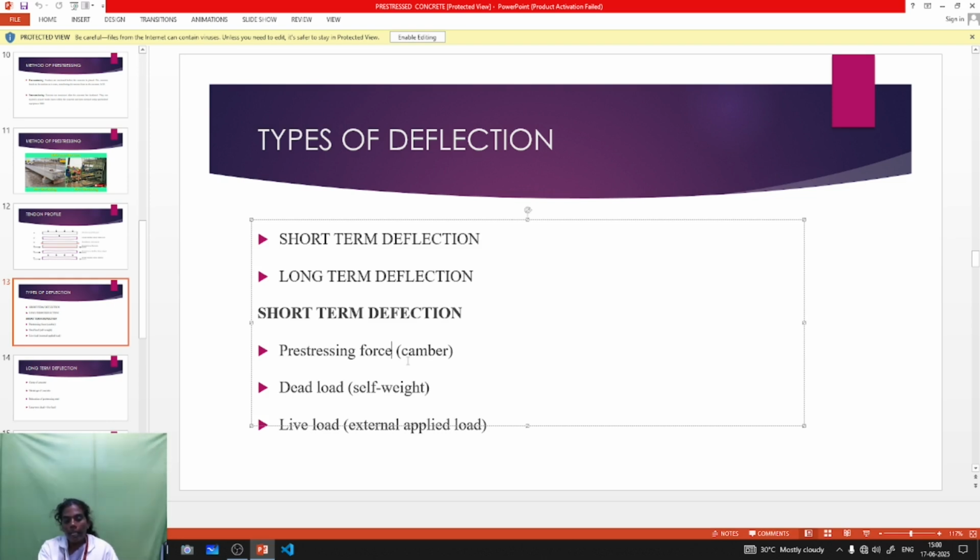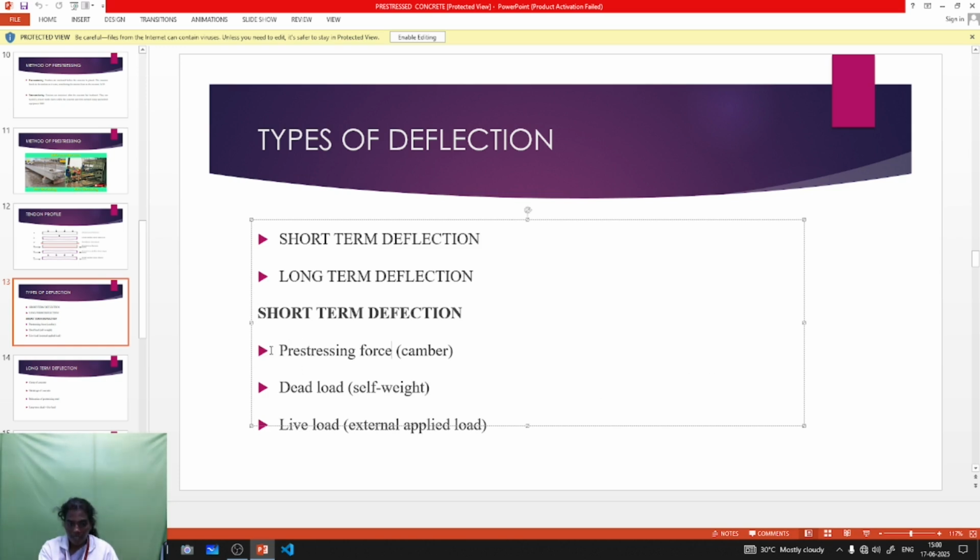E is the Young's modulus of concrete, normally taken 35 or 38. Then I is the moment of inertia. Moment of inertia is BD cube divided by 12 for rectangular beam. So 3 types of deflection calculations for the short term deflection.